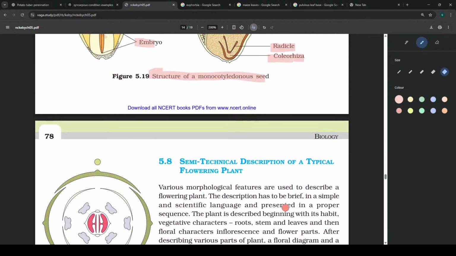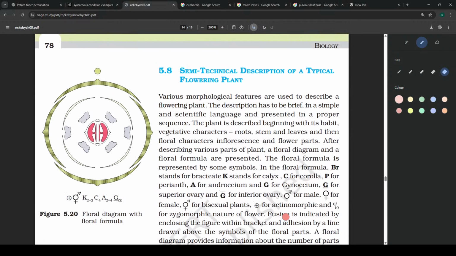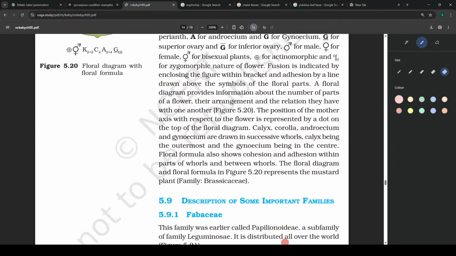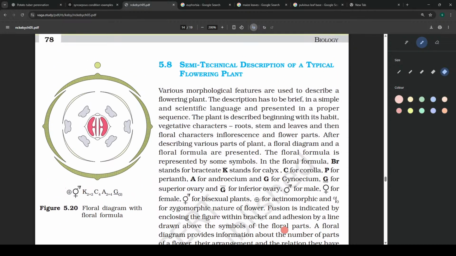Now, that's it with the actual chapter. Now, let's see a few families here, a few plant families. Semi-technical description of a typical flowering plant. This is not there in the new NCERT.